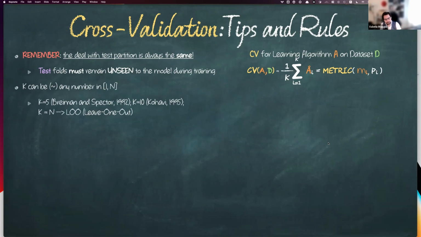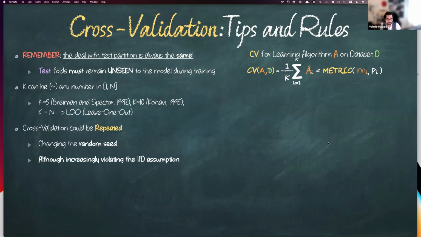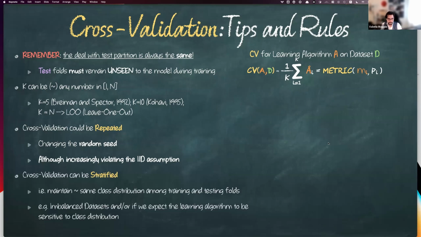K can be any number. There are different values in the literature. K can be 5 or 10, or if K is equal to N, so the total number of samples, this is also known as leave-one-out cross-validation. Cross-validation can be repeated, which means you can change the seed and repeat this process multiple times, although you're increasingly violating the independent and identically distributed assumption of the samples you have.